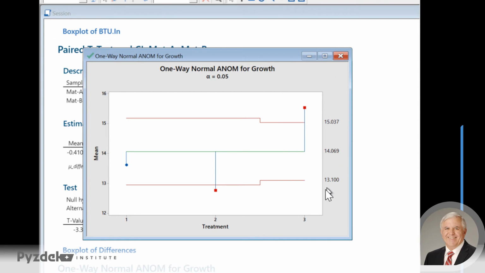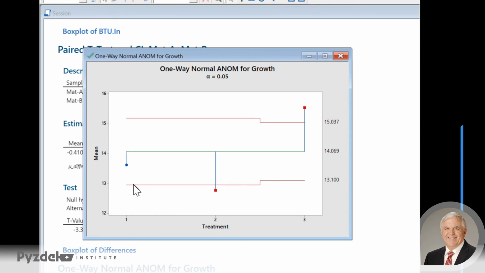And here's the resulting chart we get from Minitab. So the overall mean is shown with the green line. It's 14.069, and it's a measure of growth. The treatment one mean is 13.62, slightly below the overall system mean, but not significantly different.